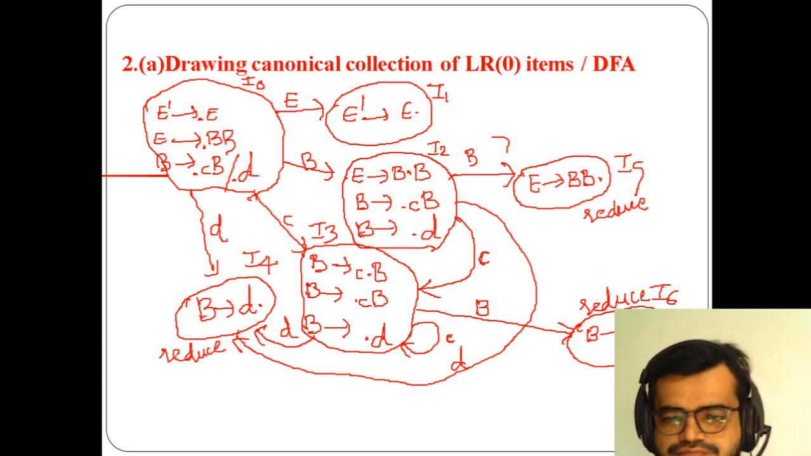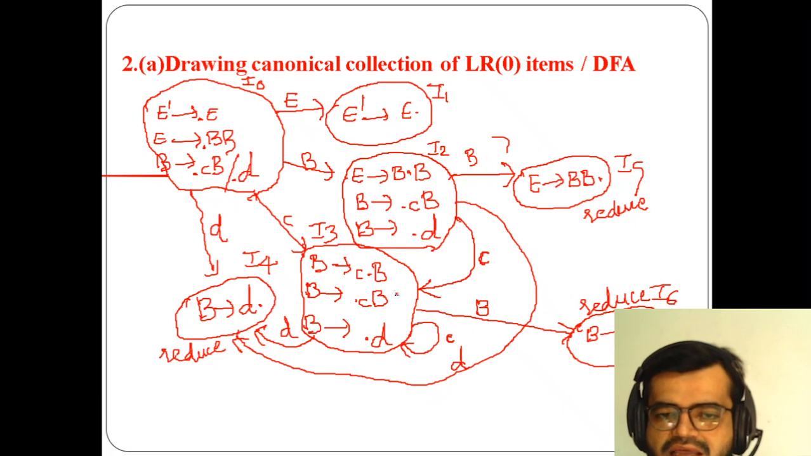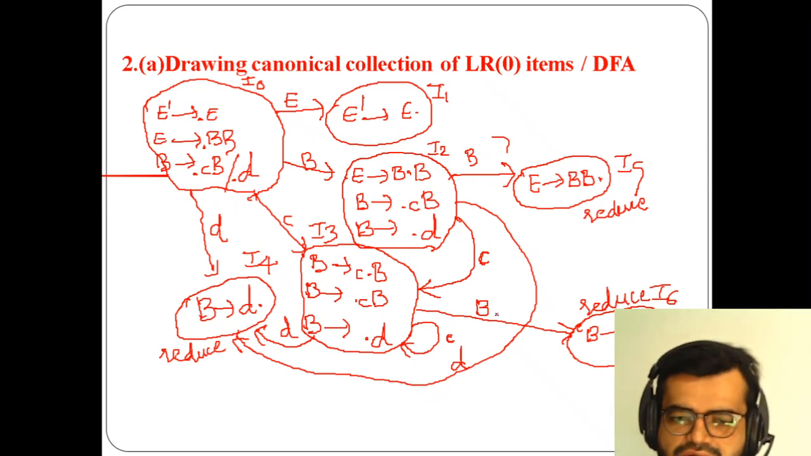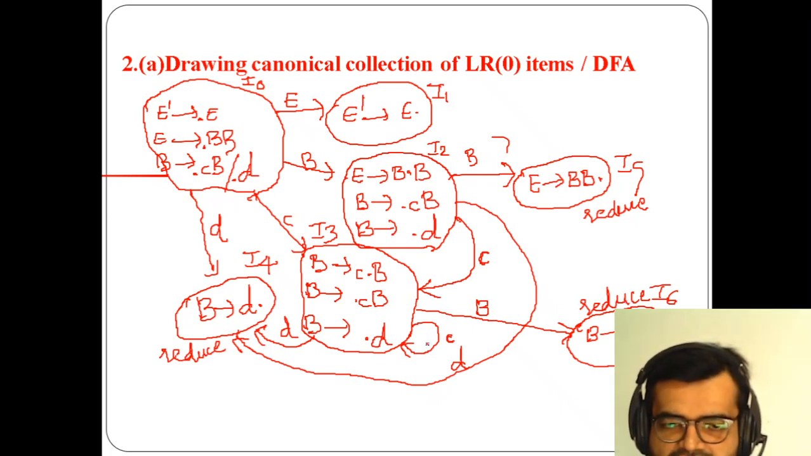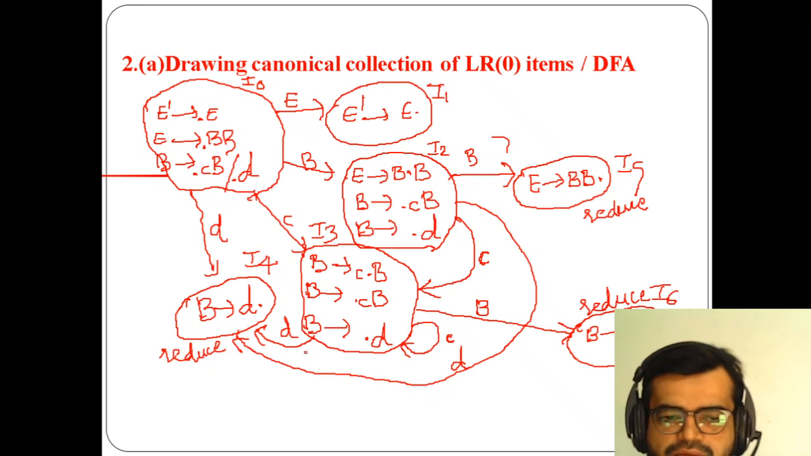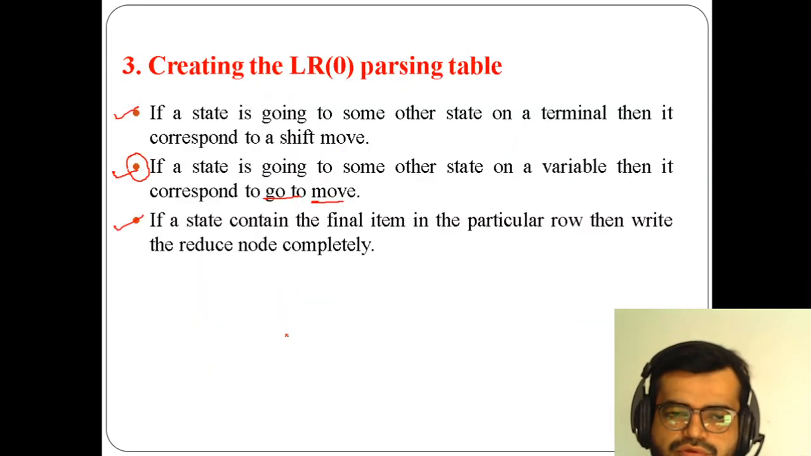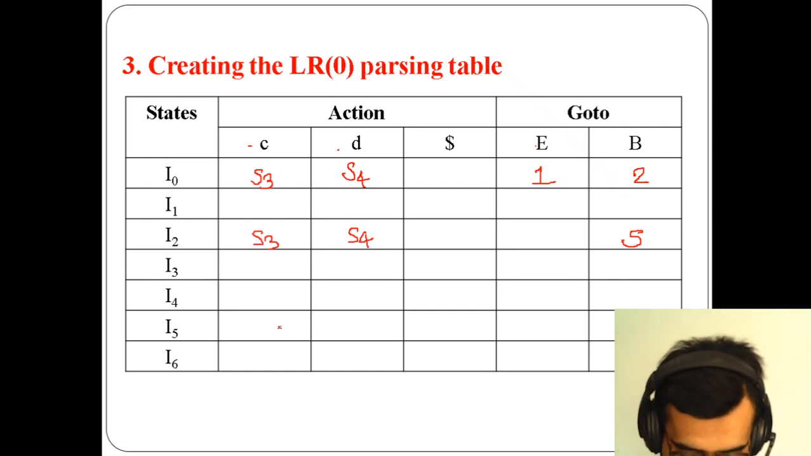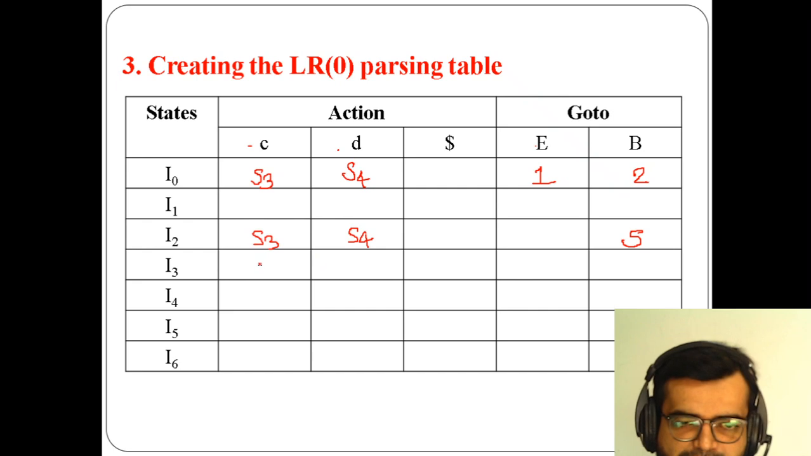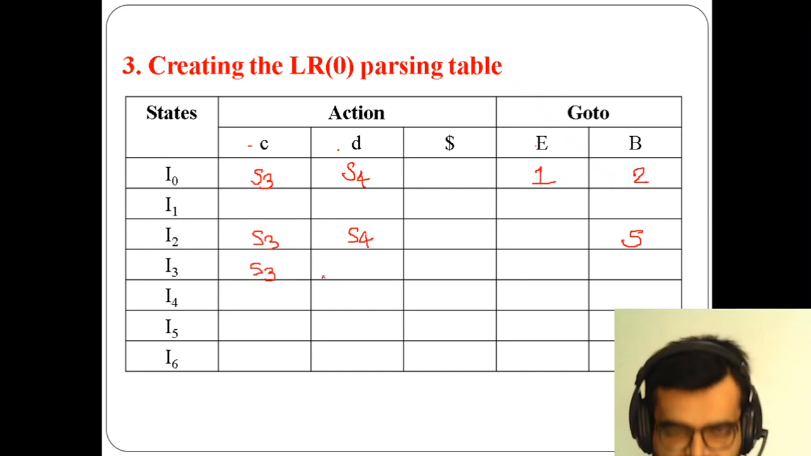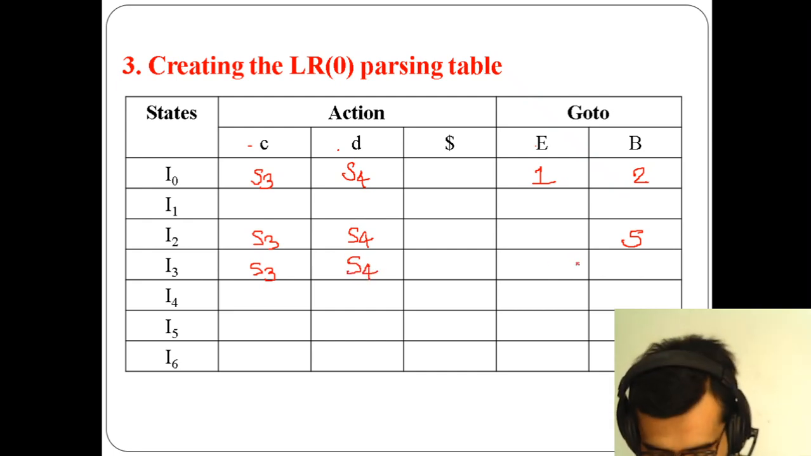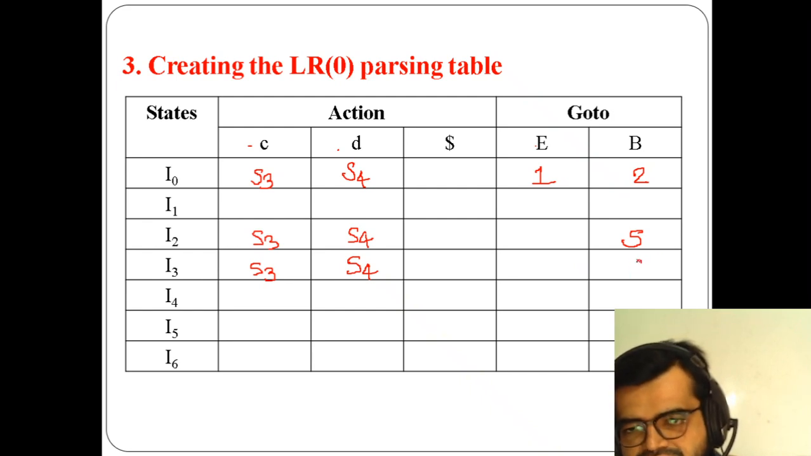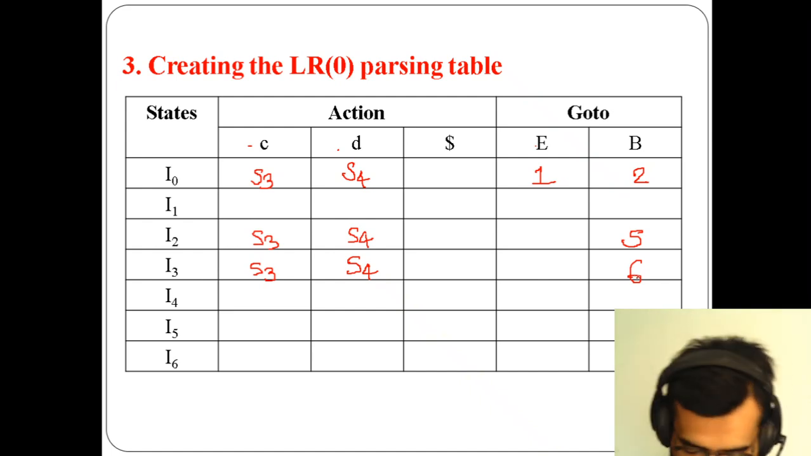If you go with I3, from I3 where is it going? From I3 it is going to I6 with the help of B. Then I3 to itself it is going with the help of C, and it is going further to I4 with the help of D. So finally in I3, with the help of C it is going to the same state S3, and again to the fourth state with the help of terminal D. Now it is going to the sixth state with the help of B, so I am writing 6 here.